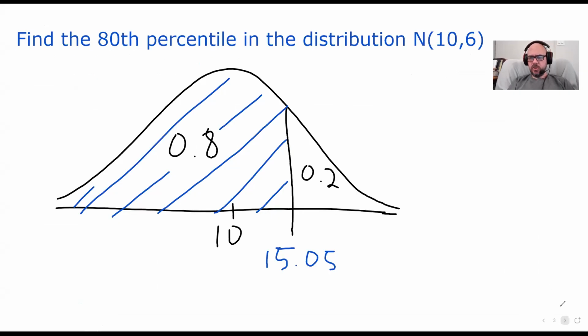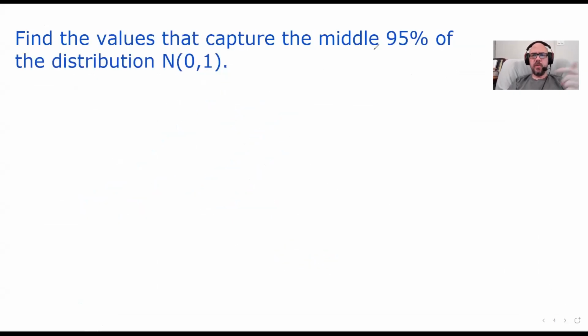Okay, so here is the way we're actually going to be using this function most of the time. I want to find the values that capture the middle 95% of this distribution, N(0, 1). This is also called the standard normal distribution. I will explain why in just a minute, but for right now I just want to find these values. So I'm going to draw this.